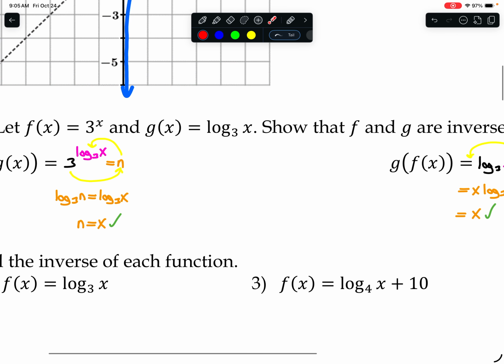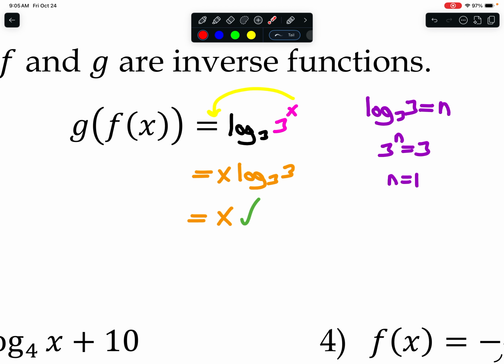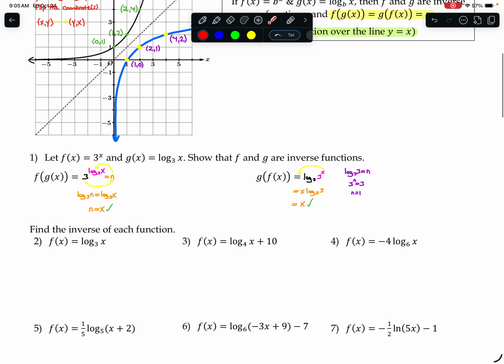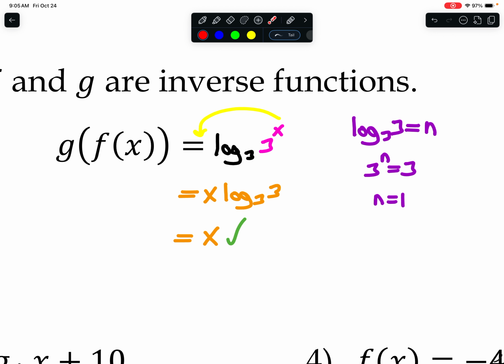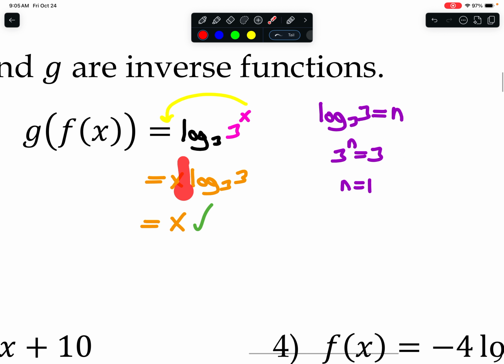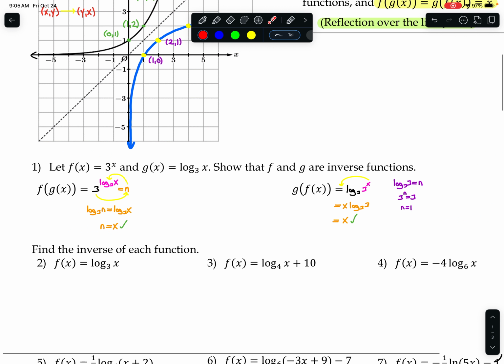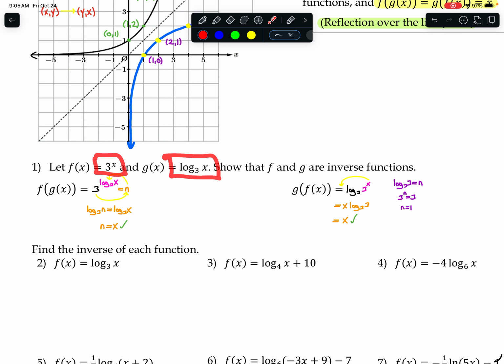So when I do the composition the other way, g of f of x, I'm going to take my exponential and plug it into my logarithmic equation. So that's going to give us log base 3 of 3 raised to the x. Then we're going to use the power property and move the exponent as a coefficient. So then we have to evaluate log base 3 of 3, which is what you see over here. That's going to give us a value of 1. So we're just left with a positive 1x. So when we do our composition, that tells us that both 3 raised to the x and log base 3 of x are inverse functions of each other.